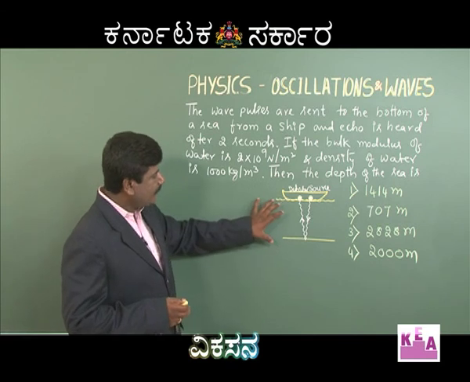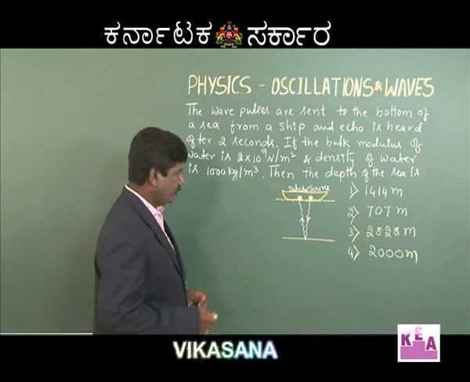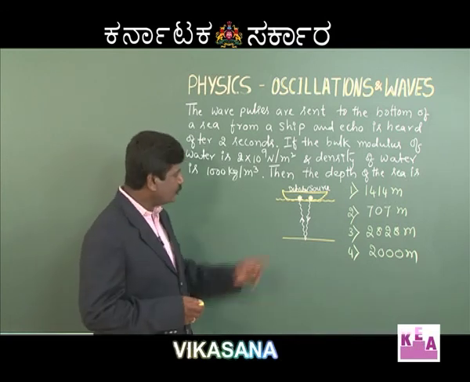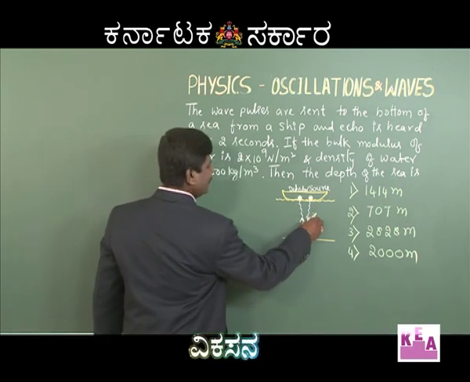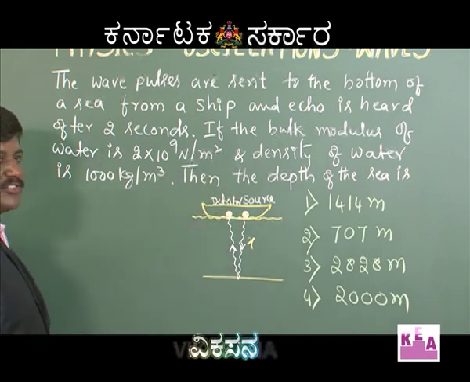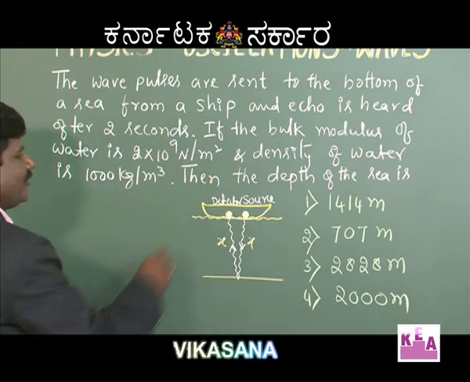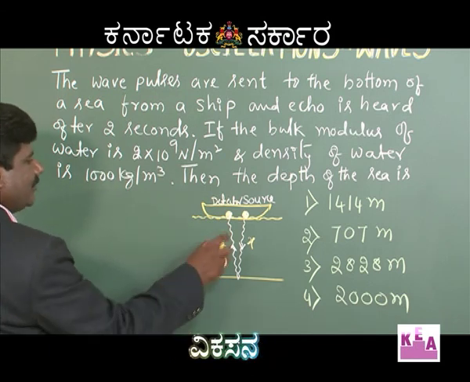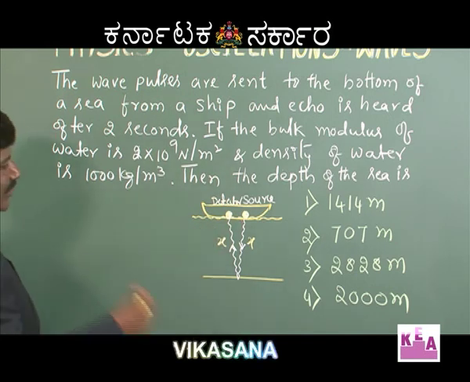So if x be the depth of the ocean, then what is the distance travelled by the sound wave? That is equal to twice the depth of the sea. For example, this is the x, the distance travelled by the incident wave, and another x, distance travelled by the reflected wave. Therefore, x plus x, that is equal to 2x, is the total distance travelled by the sound in the medium of water.